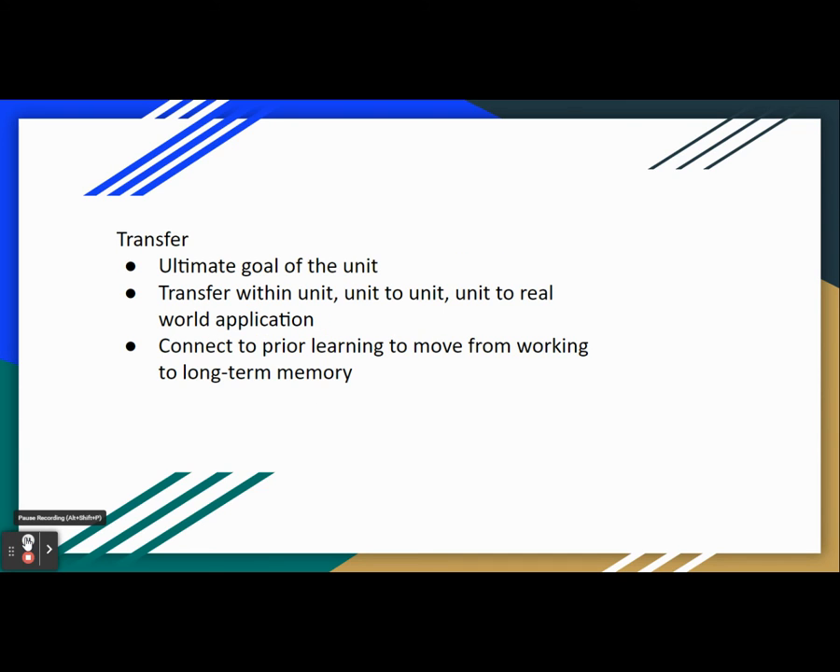The ultimate goal for any unit is to create transfer. Transfer can happen within the unit, from unit to unit, and hopefully from the unit to the real-world application. Transfer within the unit occurs when a student can use the model and replicate it to solve a problem. Transfer from unit to unit occurs when a student recognizes that a current skill is similar to something that was done in a previous unit. And transfer from unit to the real world occurs when the student uses prior learning in a new and unique situation.